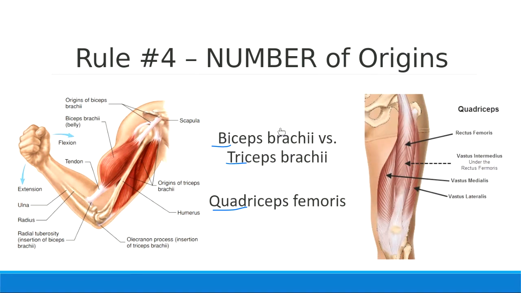Yes, if I ask you about brachii, we're back to location. Same thing, femoris. Femoris looks a whole lot like the word femur. So femoris means that we're on top of the femur. That's another location one.